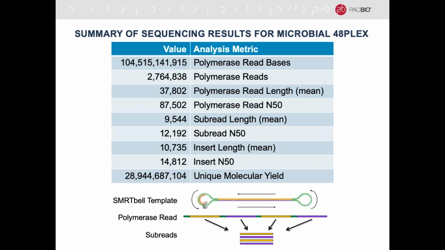So, highlighting the sequencing data that was generated with this library, we got a total of 104 gigabases of polymerase read bases from 2.7 million polymerase reads, with an N50 polymerase read length of 87 kb. The total unique molecular yield was 28.9 gigabases. So that's essentially the sum of the length of the templates in each of the ZMWs on the chip.